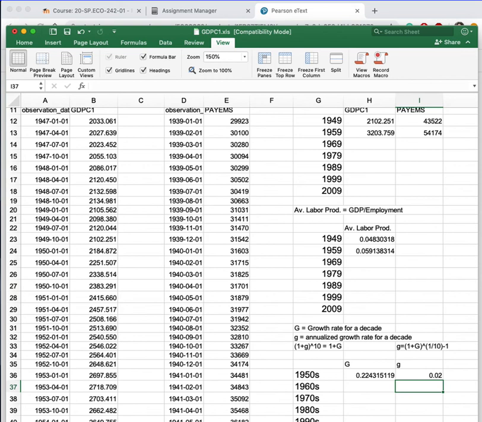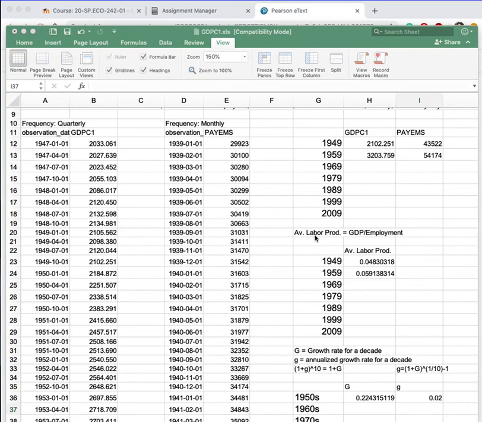Before finishing, I would like to give one quick note. In the assignment, you're given a slightly different definition of average labor productivity. Instead of defining labor productivity simply as GDP over employment, you're asked to compute it as 1,000 times GDP over employment, which is essentially the same definition, just the units are different. So it's going to be exactly this, but times 1,000.